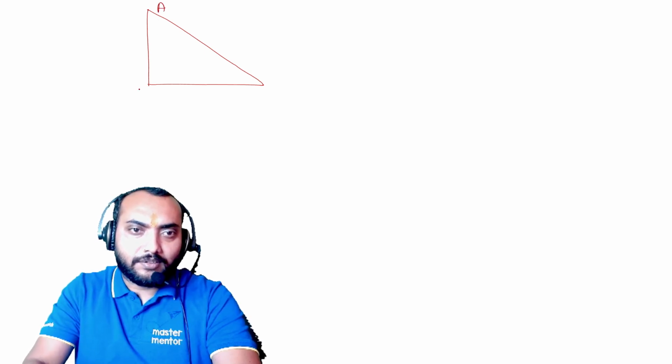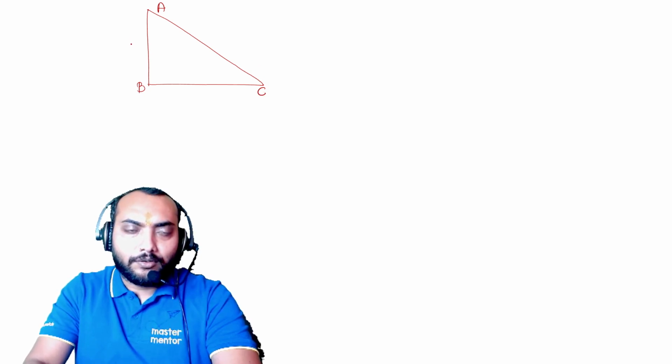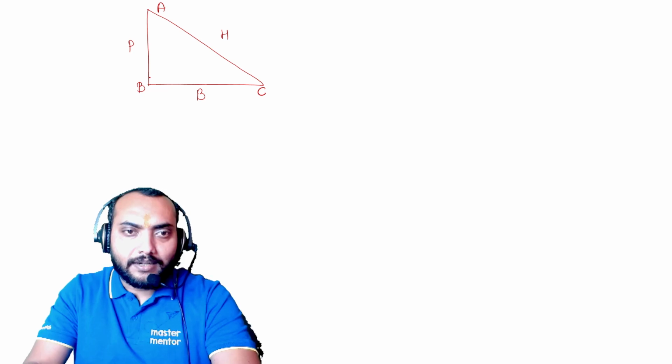First of all, let us suppose I have a triangle over here. This is a right angle triangle. First of all, I'll let you know what is Pythagoras theorem. According to the Pythagoras theorem, this is your perpendicular, this is your base and this is your hypotenuse, and this is a 90-degree angle, right?